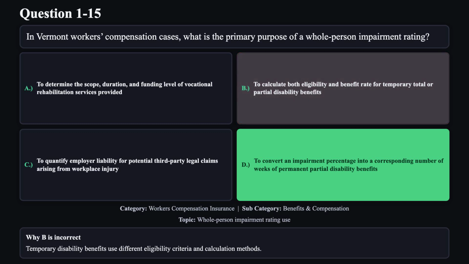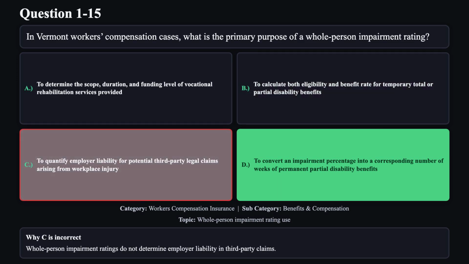Reason B is not correct. Temporary disability benefits use different eligibility criteria and calculation methods. Reason C is not correct. Whole person impairment ratings do not determine employer liability in third-party claims.